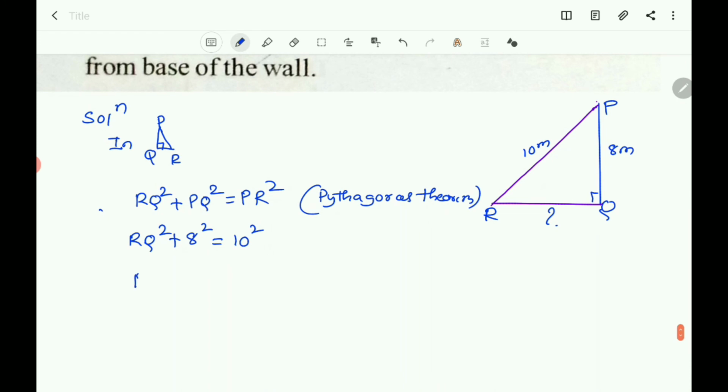Then RQ square is equal to 10 square minus 8 square. Now, to get the value of RQ, you can use the identity a square minus b square is equal to a plus b into a minus b, or otherwise find the value of 10 square, that is 100, minus 8 square, which is 64. 100 minus 64 becomes 36, and you will get root 36.